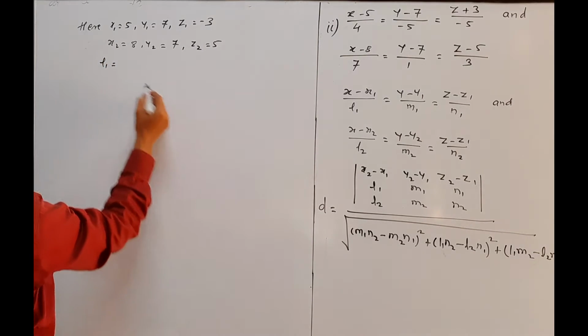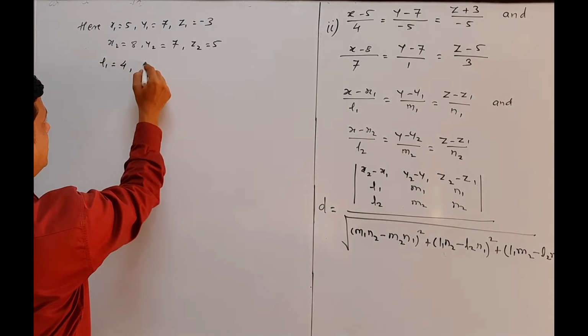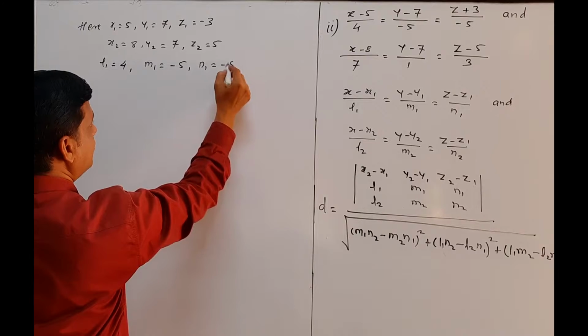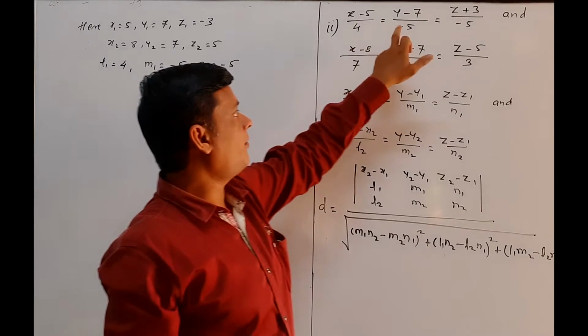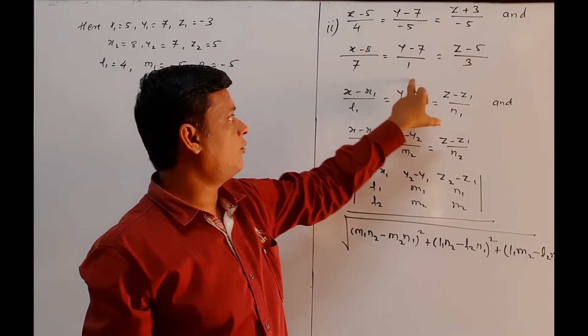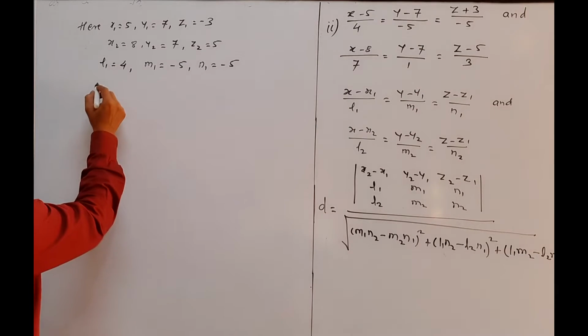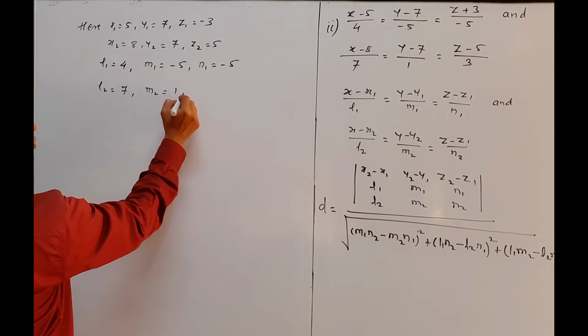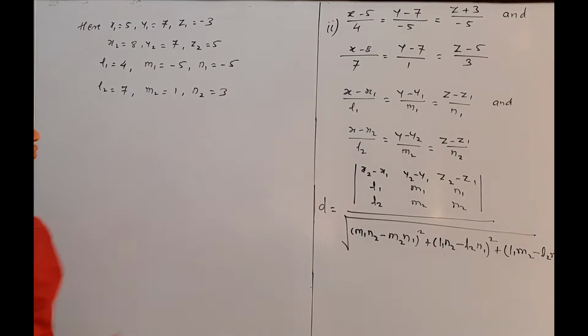L1 is equals to 4, M1 is equals to minus 5, N1 is equals to minus 5. From this 4 minus 5 minus 5, then 7 1 3. So we write here L2 is equals to 7, M2 is equals to 1, N2 is equals to 3.